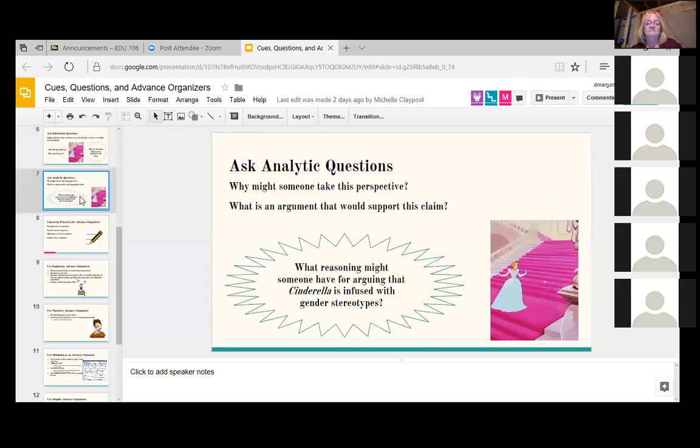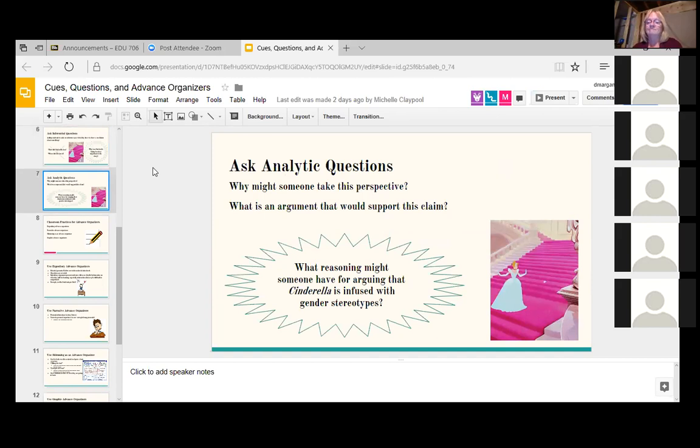And then the next one we'll talk about analytic questions. So they're analyzing what they're learning. So you're asking things like, why might somebody think this or take this perspective? Or what is an argument that would support this claim? So kind of in the same example with Cinderella, a good one would be, what reasoning might someone have for arguing that Cinderella is infused with gender stereotypes?